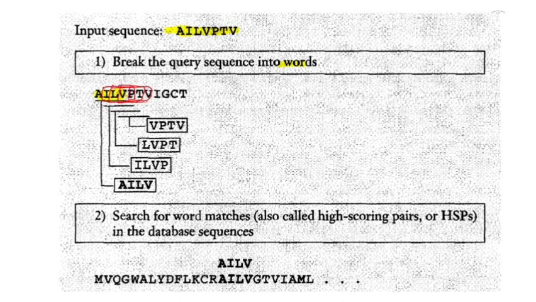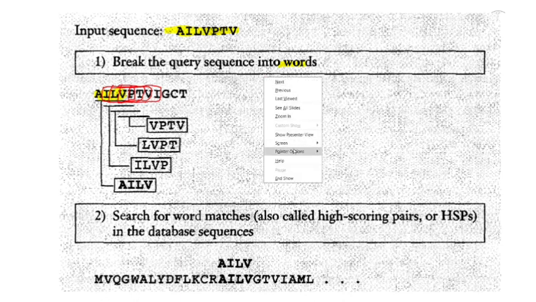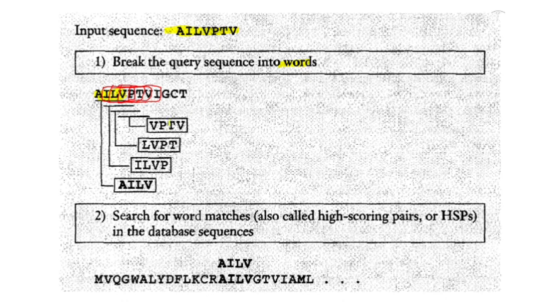Like this, they will break down the sequence into 4-letter words. Each word will be searched against a database sequence. If a word gets a similarity with a database sequence, we will try to align the rest of the sequence on both sides.